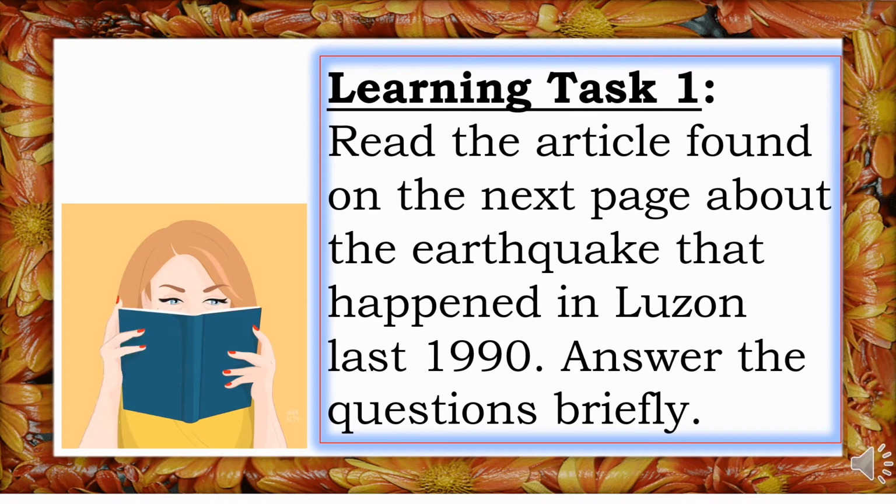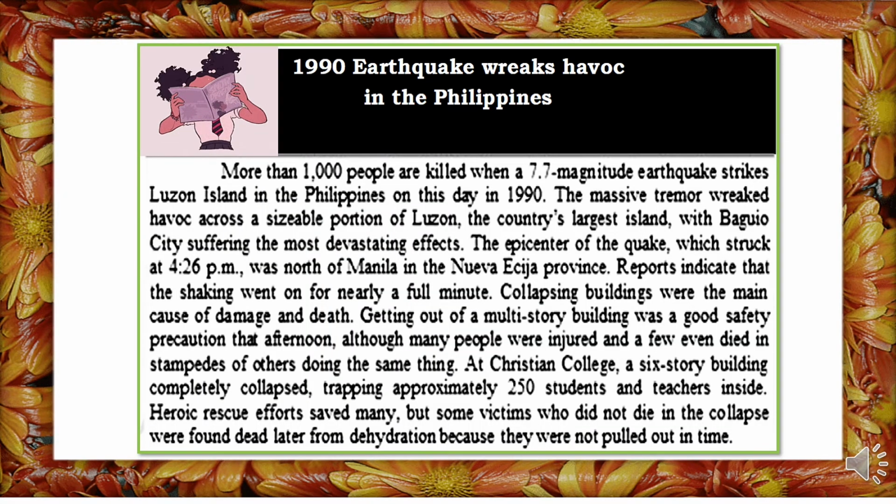Learning Task 1. Read the article found on the next page about the earthquake that happened in Luzon in 1990. Answer the questions briefly. 1990 earthquake wreaks havoc in the Philippines. More than 1,000 people are killed when a 7.7 magnitude earthquake strikes Luzon Island in the Philippines, on this day in 1990. The massive tremor wreaked havoc across a sizable portion of Luzon, the country's largest island, with Baguio City suffering the most devastating effects.